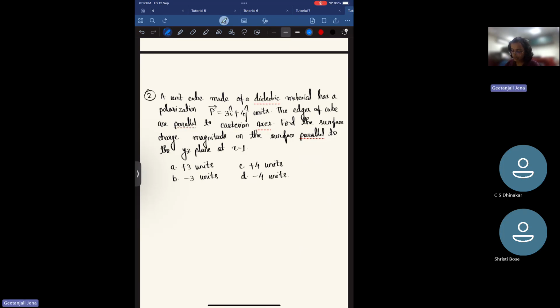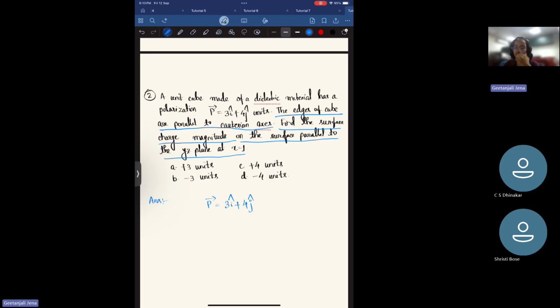Okay, second question. There is a unit cube made up of dielectric material. It has a polarization P given as 3i k plus 4j k. The edges of the cube are parallel to the Cartesian axes. Find the surface charge magnitude on the surface parallel to the YZ plane at x equal to 1.